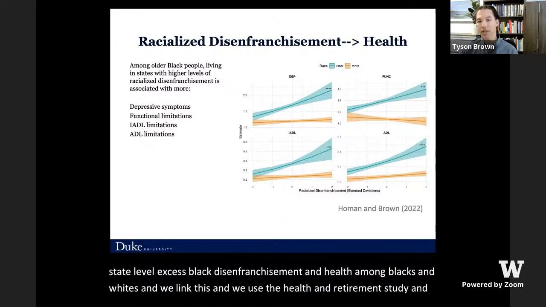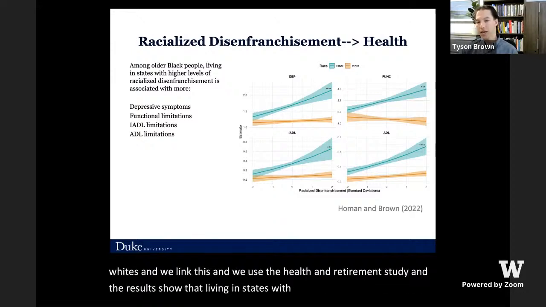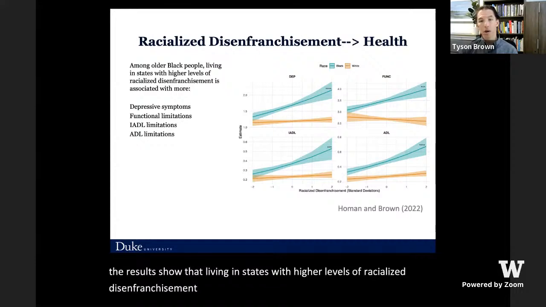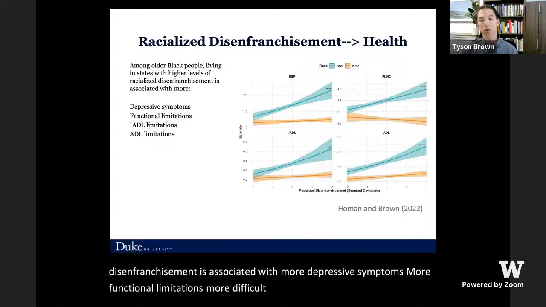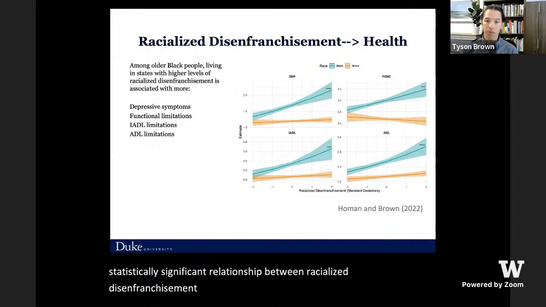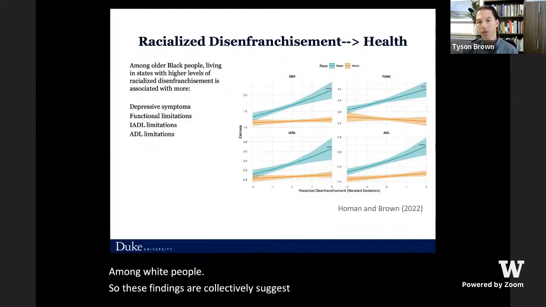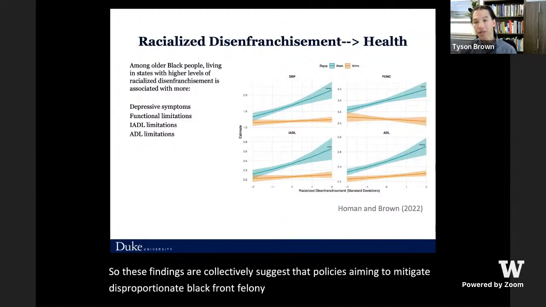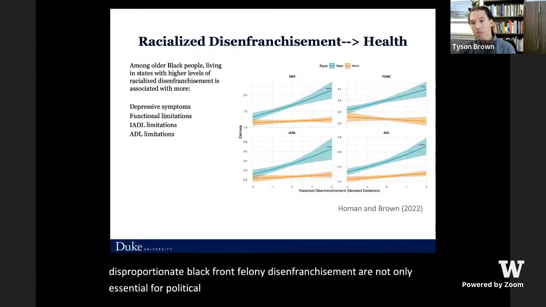The results show that living in states with higher levels of racialized disenfranchisement is associated with more depressive symptoms, more functional limitations, more difficulty performing IADLs, and more difficulty performing ADLs among Black people. However, there was no statistically significant relationship between racialized disenfranchisement and health among white people. So these findings collectively suggest that policies aiming to mitigate disproportionate Black felony disenfranchisement are not only essential for political inclusion, but also may be valuable tools for improving population health equity.